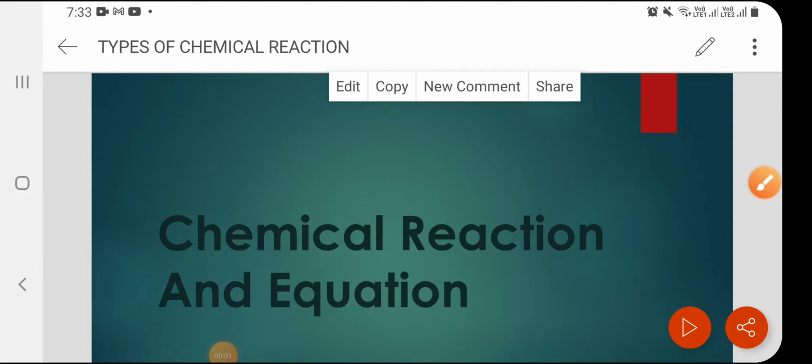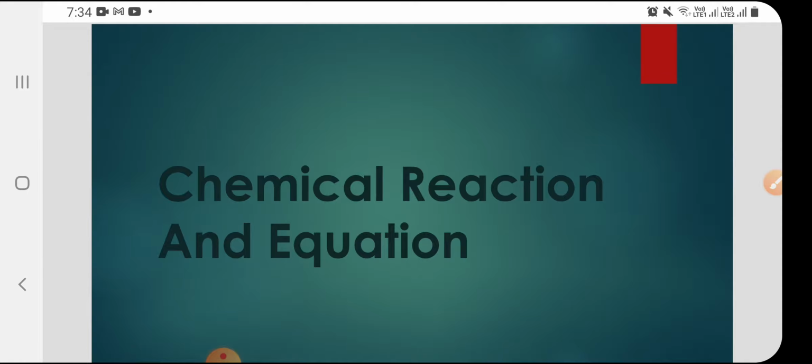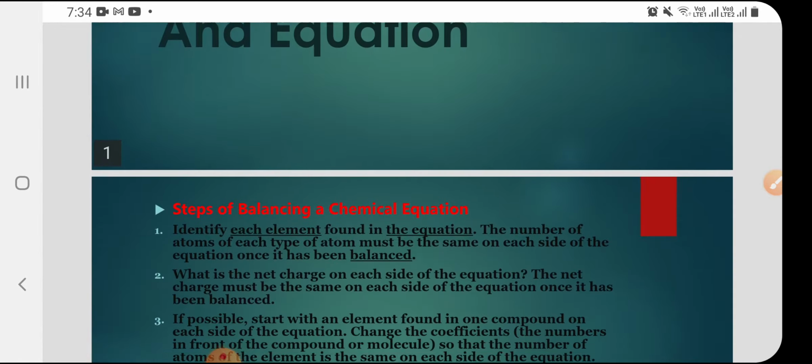Good morning, dear students. Last time we discussed the chapter chemical reactions and equations, and we saw how we should balance a chemical equation. Now, in today's class, we are going to start the types of chemical reactions.